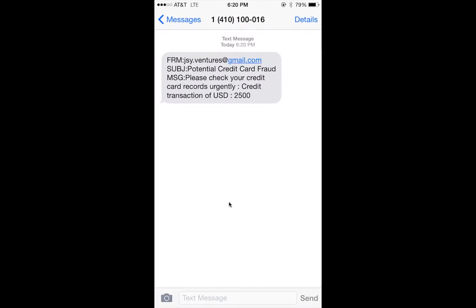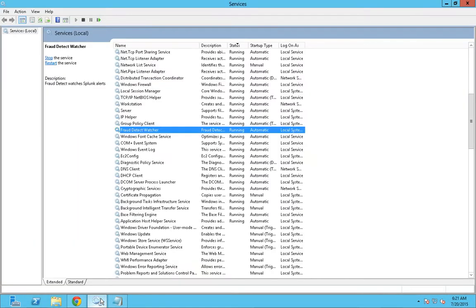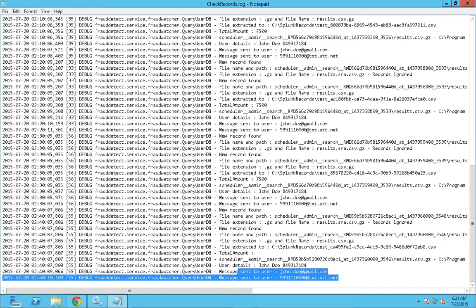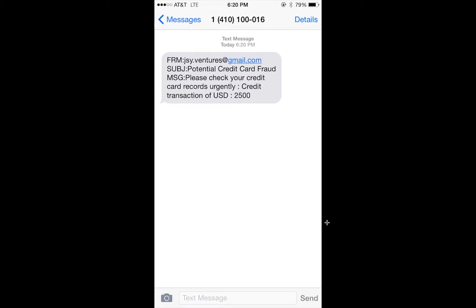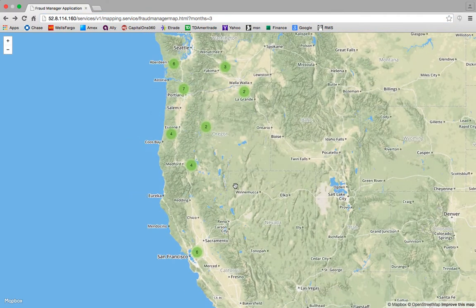Once the alerts are raised, this information is shipped to our fraud service, which uses the user details to send an email or an SMS to the user. Once an alert is verified, the fraud is recorded and the fraud information is logged and sent to Splunk for further analysis. We also have a fraud manager app where a fraud manager can review the fraud that has occurred today or in the past few months.